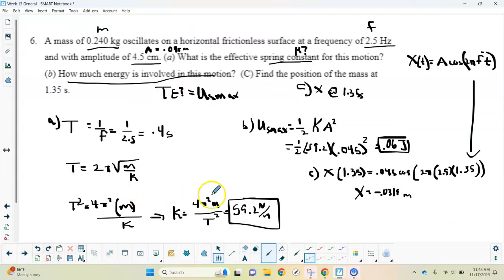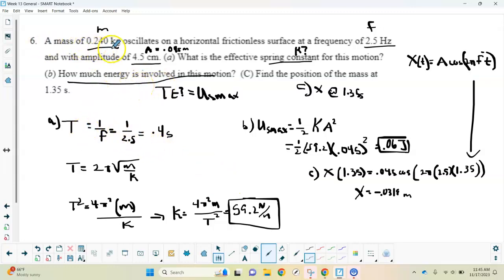Okay. So those were the rotational kinematics and torque and rotational equilibrium problems with moment of inertia or other ideas. And now we're going to get into simple harmonic motion. So this one is the mass on the spring.